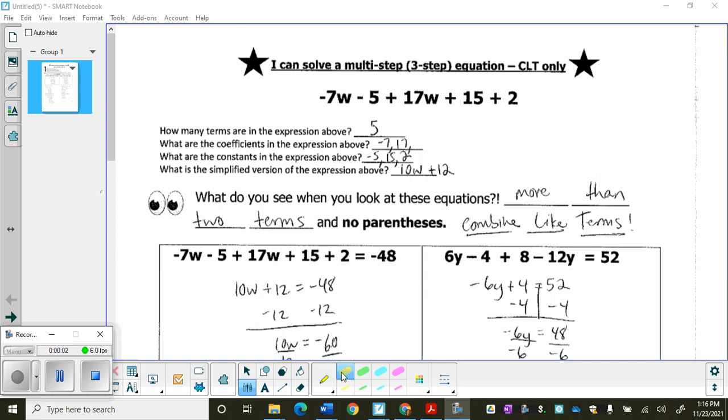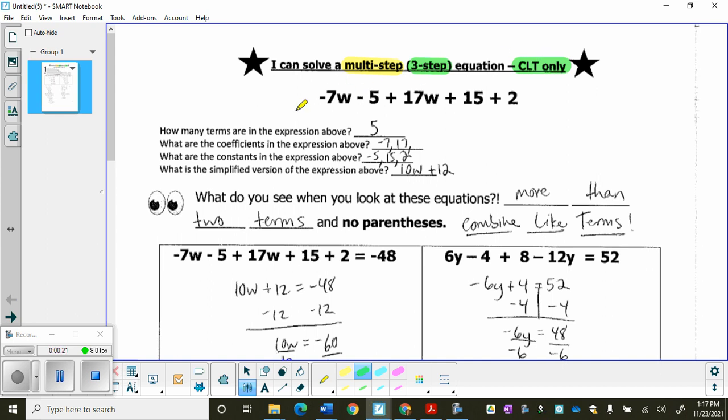Hey there, so in this video we are going to be talking about how to solve a multi-step equation. And by multi-step we basically just mean anything that's more than 2 steps. So for right now we're going to be focusing on 3 steps, solving equations that require 3 steps. And the third step that we're going to focus in on in this video is to combine like terms.